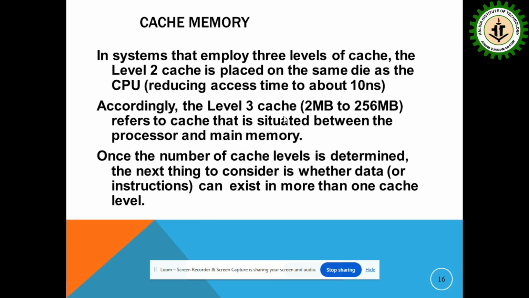In systems that employ three levels of cache, the level 2 cache is placed on the same die as the CPU, reducing access time to about 10 nanoseconds. Accordingly, the level 3 cache, which ranges from 2 megabytes to 256 megabytes, refers to the cache that is situated between the processor and the main memory. When the number of cache levels is determined, the next thing to consider is whether data or instructions can exist in more than one cache level.